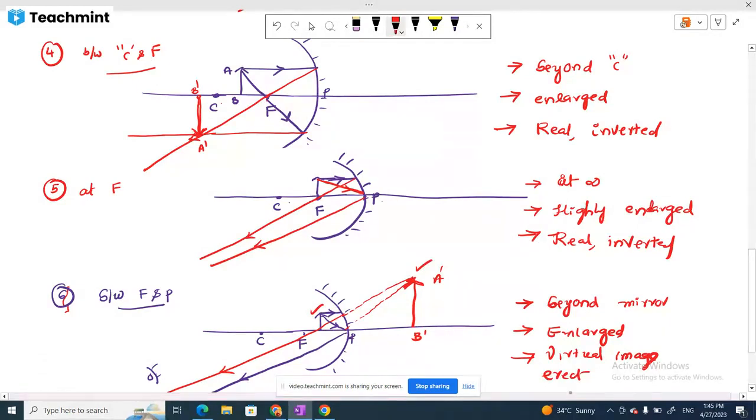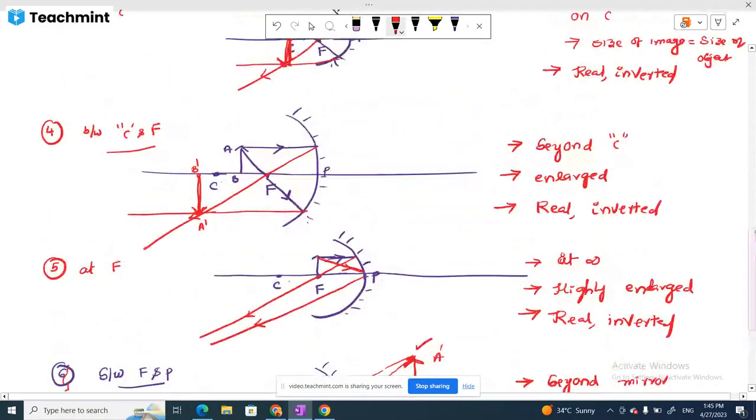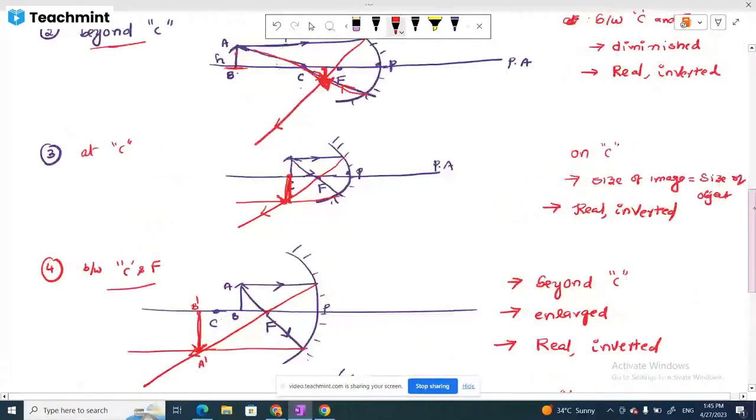So these are the 6 cases we need to remember. Here again I fill the table so that we can understand.